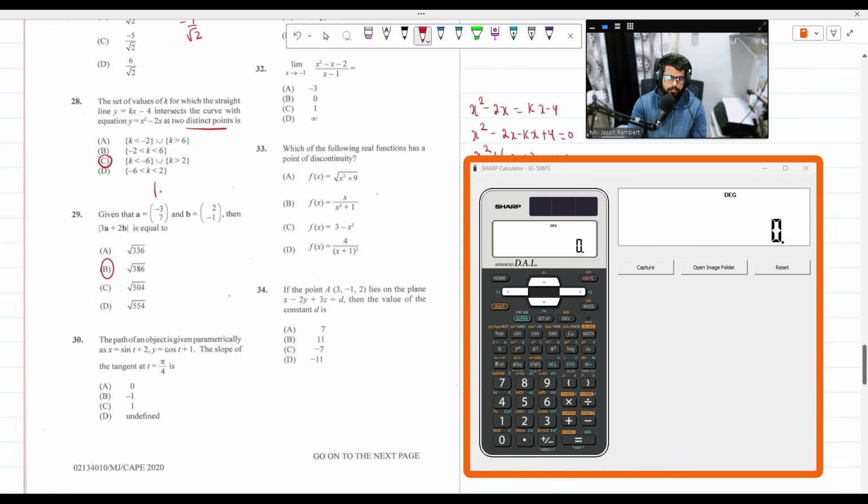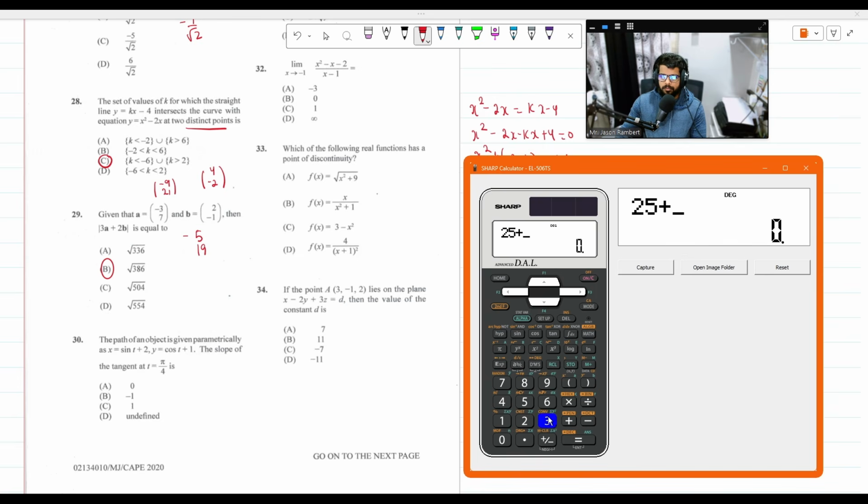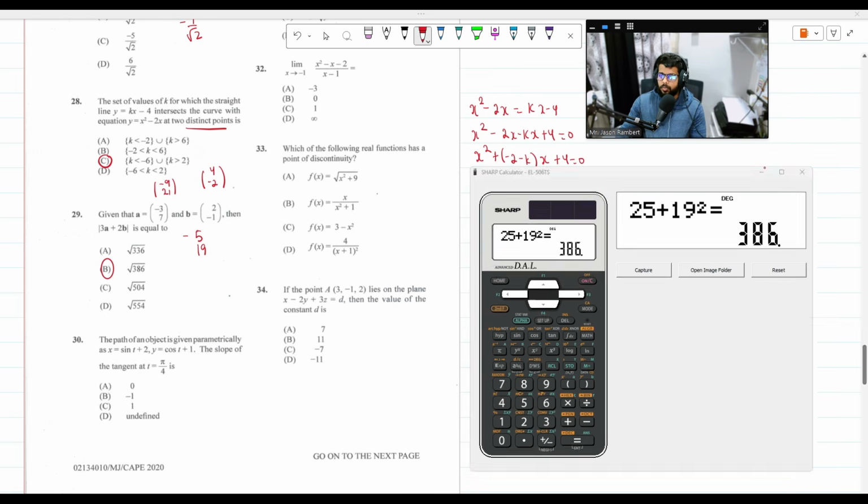3a is going to be minus 9, and 2b is 2 times 4 minus 2. 3a plus 2b is minus 9 plus 4, which is minus 5. 21 plus minus 2 is 19. So 25 plus 19 squared, 386, and this is the magnitude, so we're calculating the square root of that.